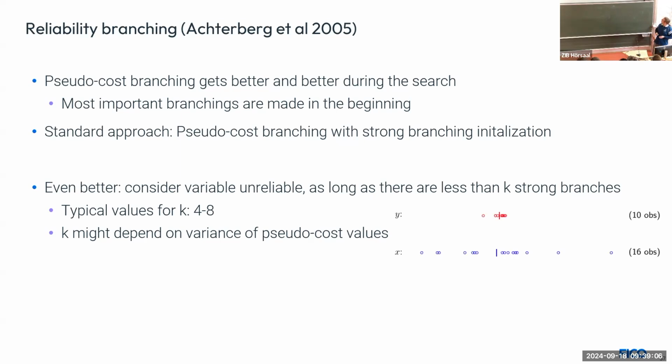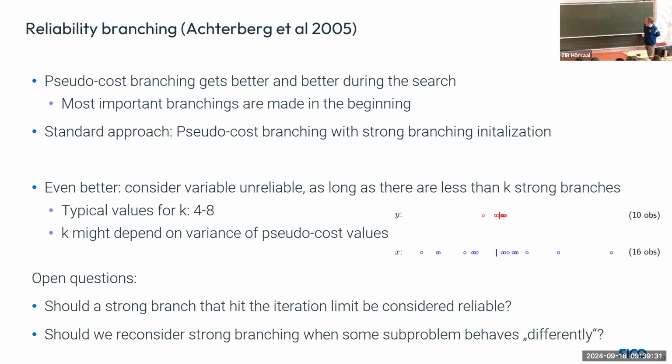More recently, people looked into making this k not a fixed parameter, but depending on the variance of the pseudo-cost value. Just intuitively, if you look at this here, where would you say that the average is a better representative of what happens in these values here? Most likely the upper one, even though it has fewer points, fewer observations that you made.